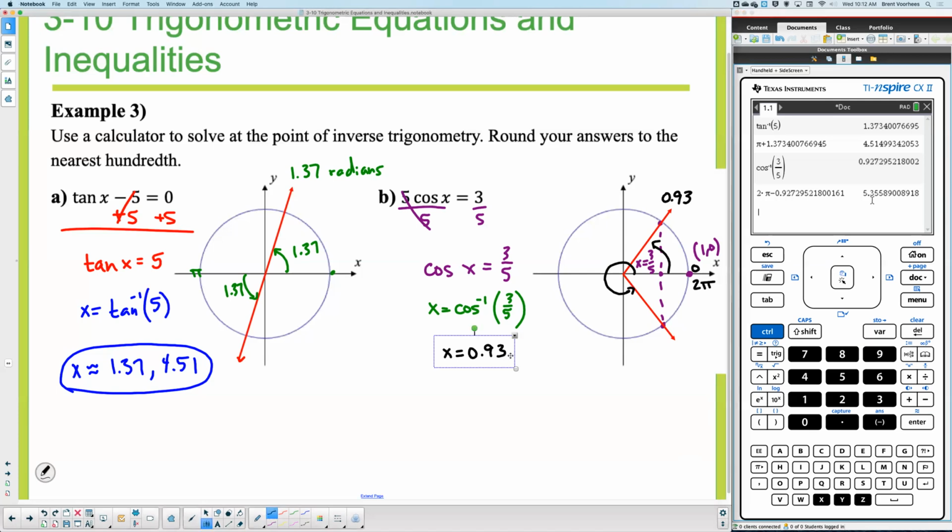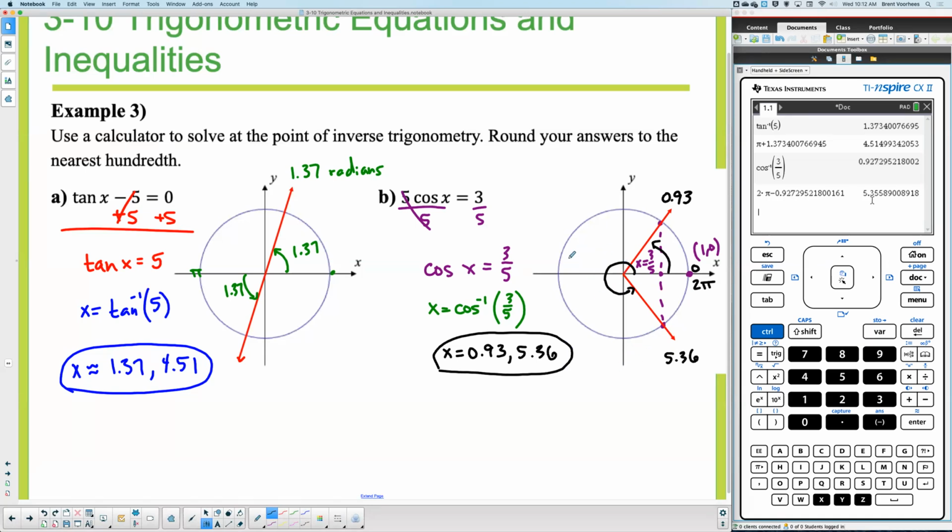5.36, I agree. All right, Giovanni, what's your question? I think you're supposed to multiply the 0.93 by 2 to get the actual distance. No, what are you saying here? 5.36. Let me write that on there.